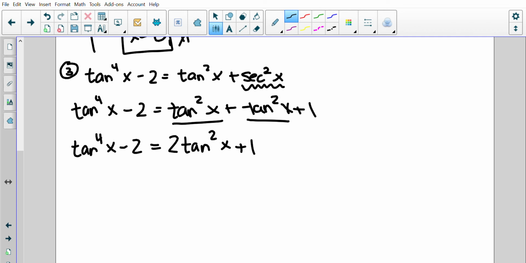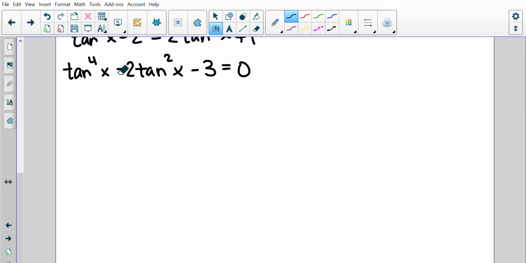And then this is actually going to turn into a quadratic, right? I have a 4th degree, I have a 2nd degree, and then I have a constant. So I'm going to move stuff over to the left-hand side. So that'll give me tan to the 4th x minus 2 tan squared x. If I subtract the 1 over, that gives me minus 3 equals 0. Okay, so again, this is a quadratic that we need to factor. We need factors of 3 that will add up to -2. So your factors for this should end up being tan squared x minus 3 times tan squared x plus 1 equals 0.